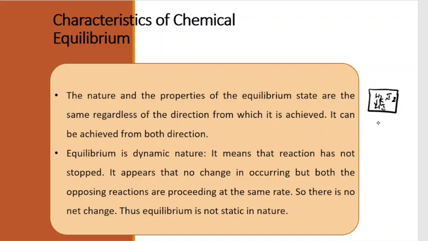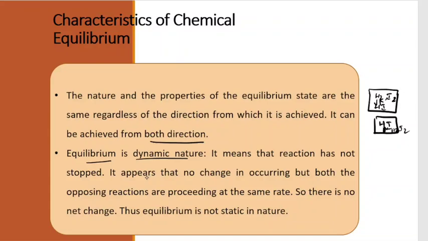Instead of taking H2 and I2, if we take HI first in the closed vessel, then also it starts converting into H2 and I2. It decomposes to give H2 and I2, and after some time, no doubt, equilibrium exists between H2 and I2 in the reaction vessel. That means equilibrium can be established regardless of the direction, it can be achieved from both directions. And we know already the equilibrium is dynamic in nature.